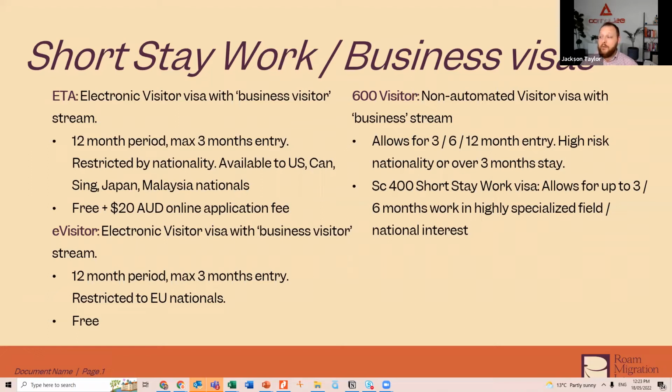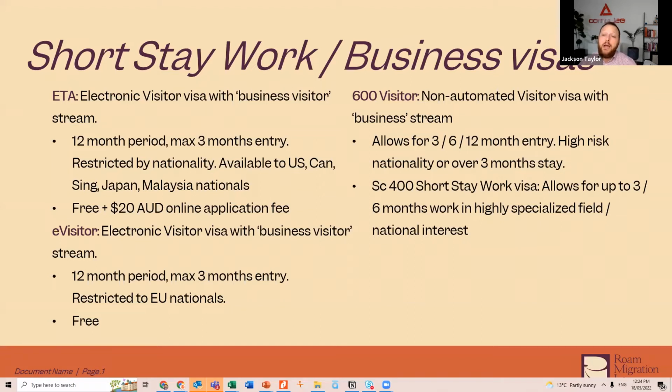The 600 visitor visa is for high-risk nationals. And high risk is essentially anyone who isn't in the other 2 categories on the left-hand column. So anyone who isn't ETA or e-visitor eligible is going to be deemed high risk. And that means the application is a bit more detailed, there's a bit more information, and it's likely that the processing time is going to be more like 1 week to maybe even a month if you're unlucky.